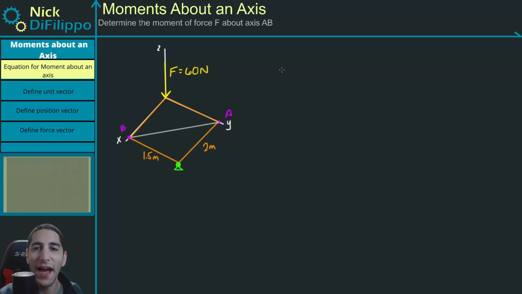Another common task you may be given in statics is to determine the moment of a force about a particular axis. If you're asked to do this, you need to use the following equation. The moment about some axis, and I'm going to call that axis OA, is equal to the unit vector that defines where this axis points in space, dotted with a position vector crossed with a force vector.